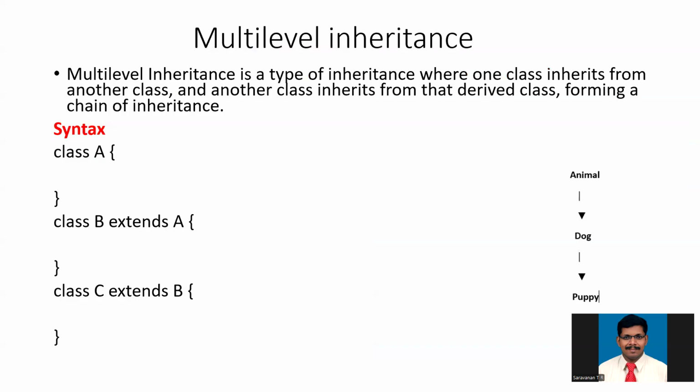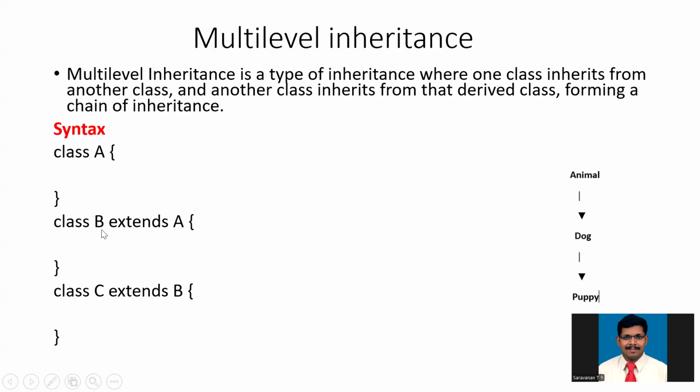Next, multi-level inheritance. Here, multi-level inheritance is a mechanism in which we inherit level by level. Here, animal, grandfather, father, and children. The properties are inherited.